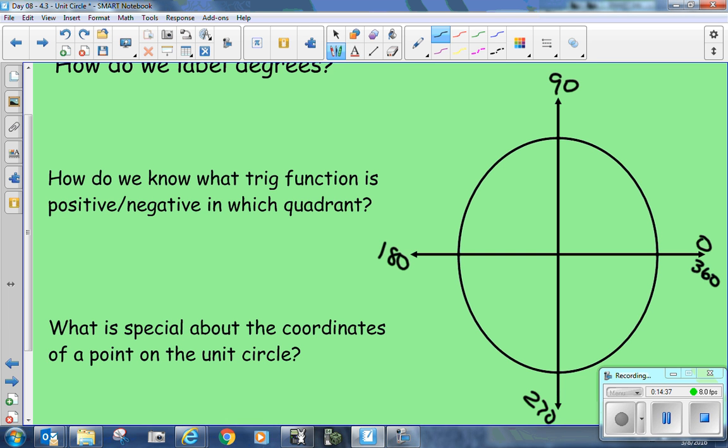And if we are going in the opposite direction, it negates, right? So this would be negative 90, negative 180, negative 270 up here, and negative 360. All right? So how do we label degrees? That's how we do that.